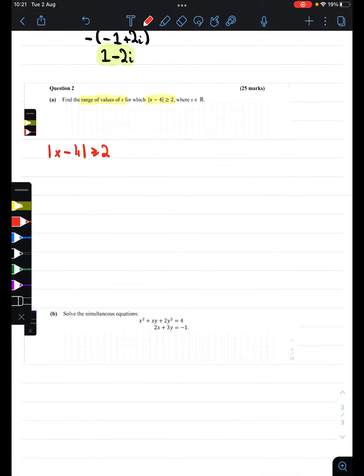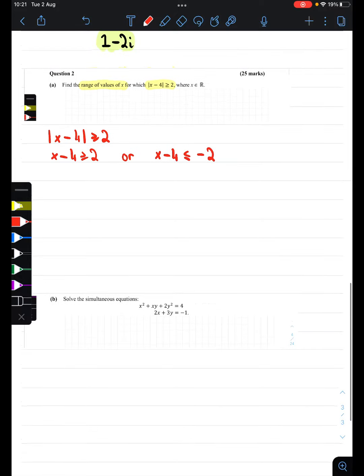Well, it can mean that either x minus 4 is greater than 2, or x minus 4 is less than minus 2. If it's less than minus 2, then that would be values like minus 3, minus 5, minus 100, and all of those have magnitude greater than 2. So let's just work with this side for now.